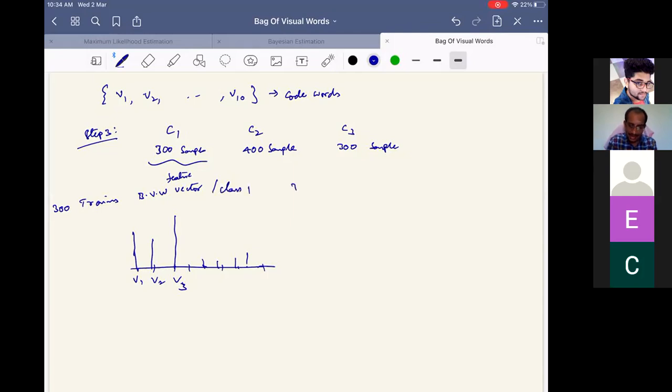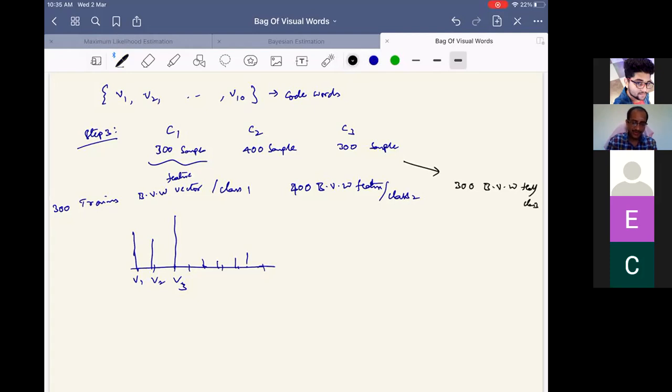Similarly, here I will get 300 or 400 bag of visual words features for class 2. Here I don't know whether V1, V2, V3 correspond to class 1 or class 2, and I need not know. But these training samples will guide me in appropriately assigning the test samples to the correct class. Then here also I will have 300 bag of visual words features for class 3.